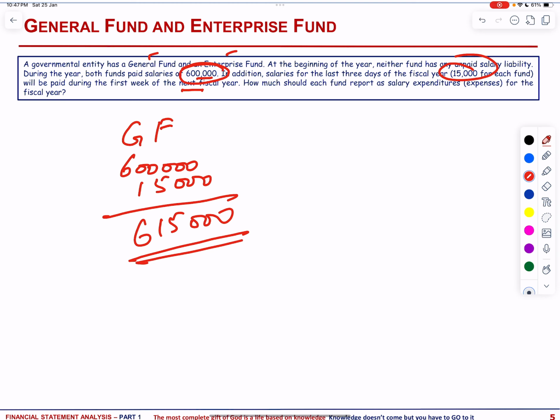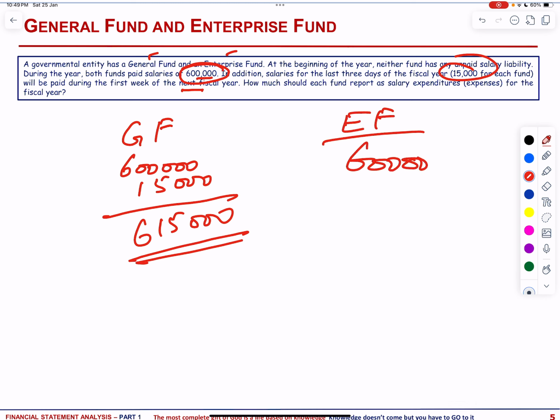Now, under the accrual basis, expenses are recognized when incurred, regardless of when the cash is paid. This means that the salaries incurred during the fiscal year should be recorded as expenses, whether or not they are paid during the year. So, the salaries paid during the year are once again under the enterprise funds.